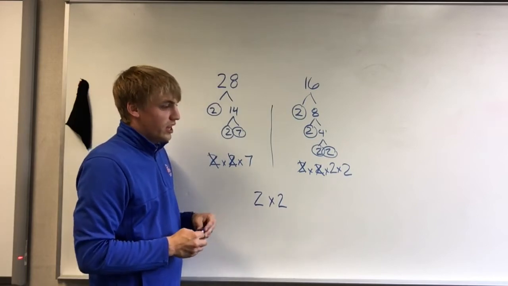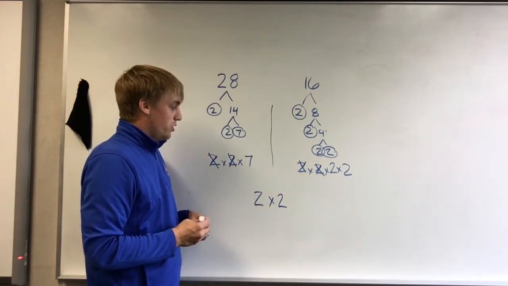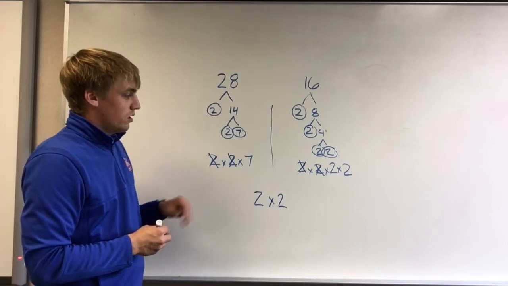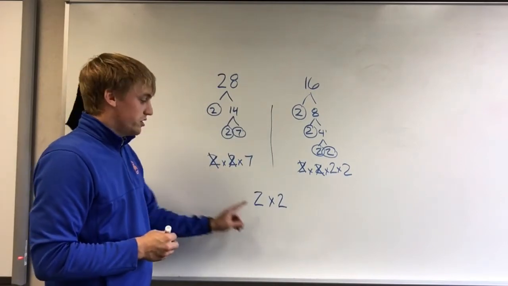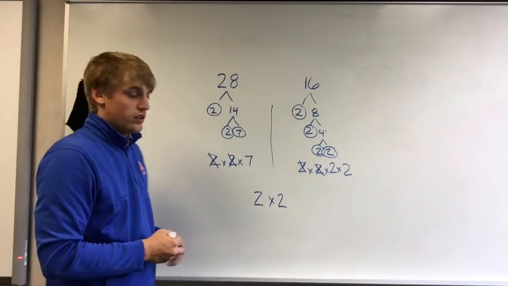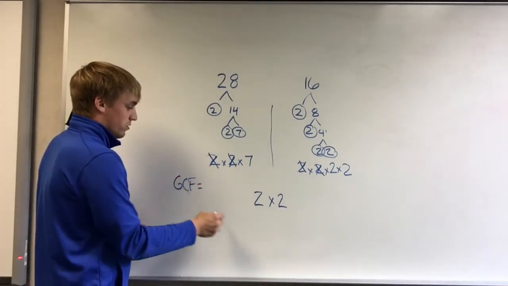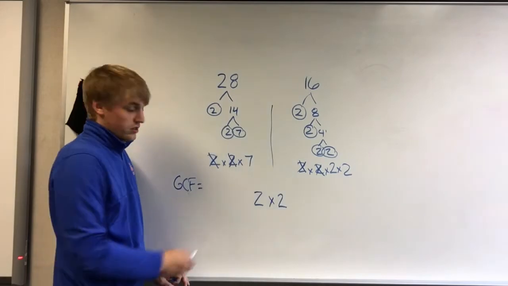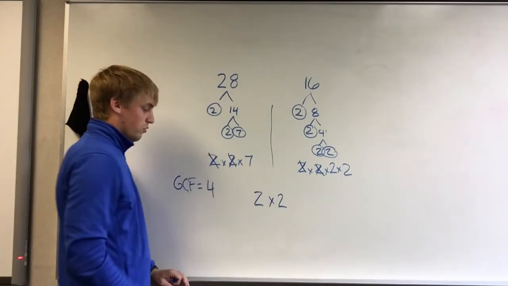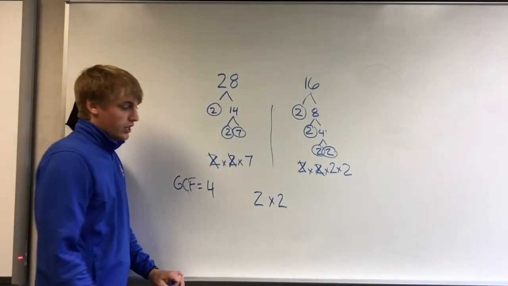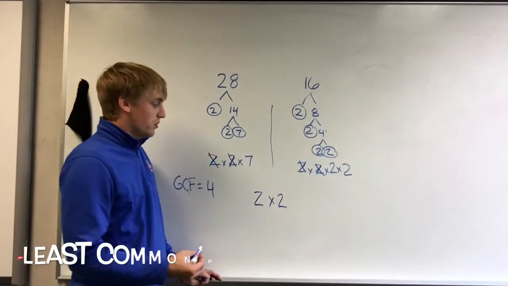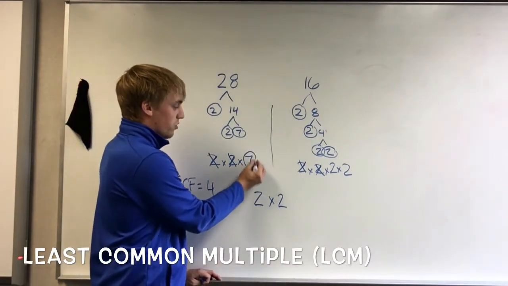Okay, if they don't have anything else in common, then to find the greatest common factor, we just have to multiply these two together. So our greatest common factor would equal 2 times 2, which is 4.